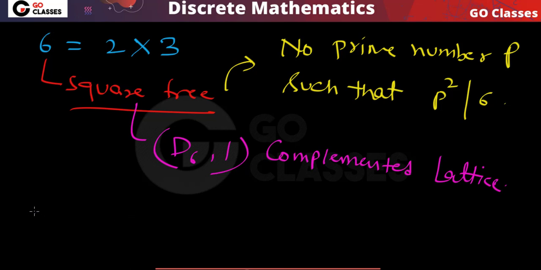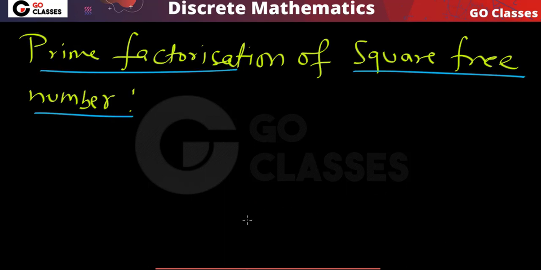Now what about, for example, 10? 10 is also a square free number. This is the prime factorization of 10, and this is also a square free number. Now let me tell you another way to check whether a number is square free or not. A square free number basically has this type of structure. Let's look at the prime factorization of a square free number.